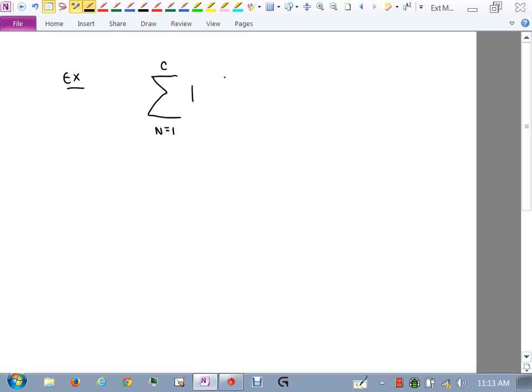What happens if you let n be 1? If n is 1, what do you put here? 1, right? It's just 1, so I do 1. Then plus, now I let n be 2, and it's still 1. And then I let n be 3 and keep going, and I get 1 again. And I keep doing this, and I stop eventually at c. How many of these will I have? There will be c of them, right? So won't this just be c? So if you take the sum, n equals 1 to c of 1, the answer is c.